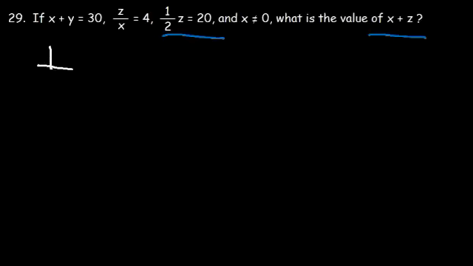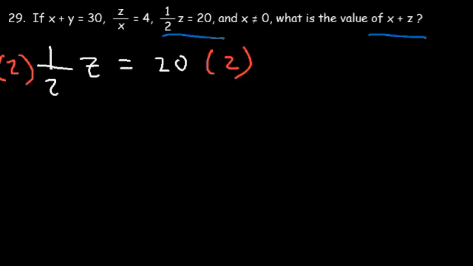So 1/2 z is equal to 20. Therefore, let's multiply both sides by 2. 2 times 1/2 is 1. So 1z is equal to 40, which means z is 40. Now let's move on to the second equation, the one that has z in it, because now that we have the value of z, we can solve for x.